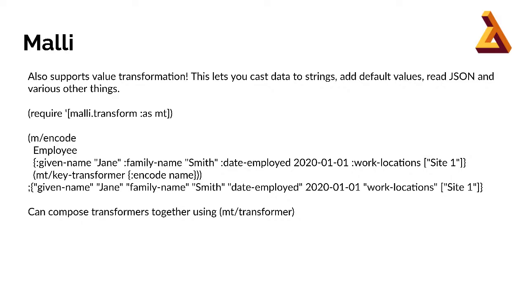Anyway, let's have a look at the transformer. So you can use encode to change things basically. You can look at this key transformer encode name. It basically encodes the keywords, given name to a string, given name. So that's something you can do. You can turn them to JSON. You can turn them from JSON. It's pretty good for transforming data. That's quite nice. And of course you can compose them together if you want to.